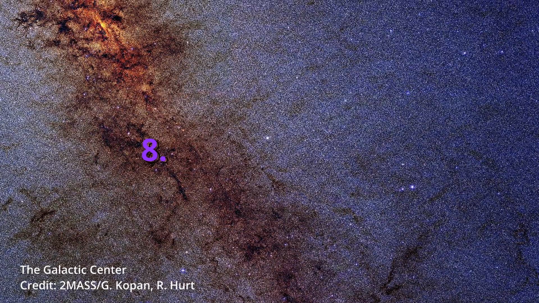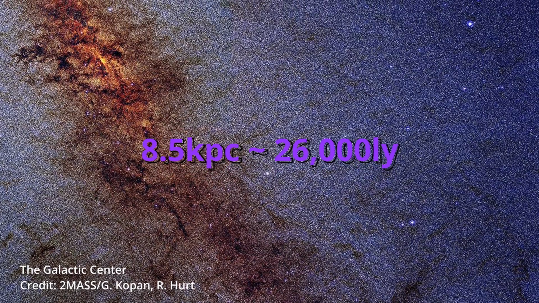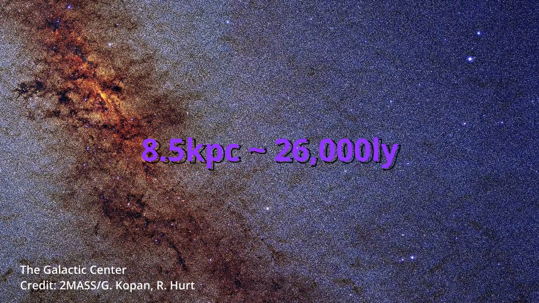Parsecs are typically used in the same context as light years, so galactic and intergalactic distances. For example, the distance to the galactic center is 8.5 kiloparsecs, so 8,500 parsecs.